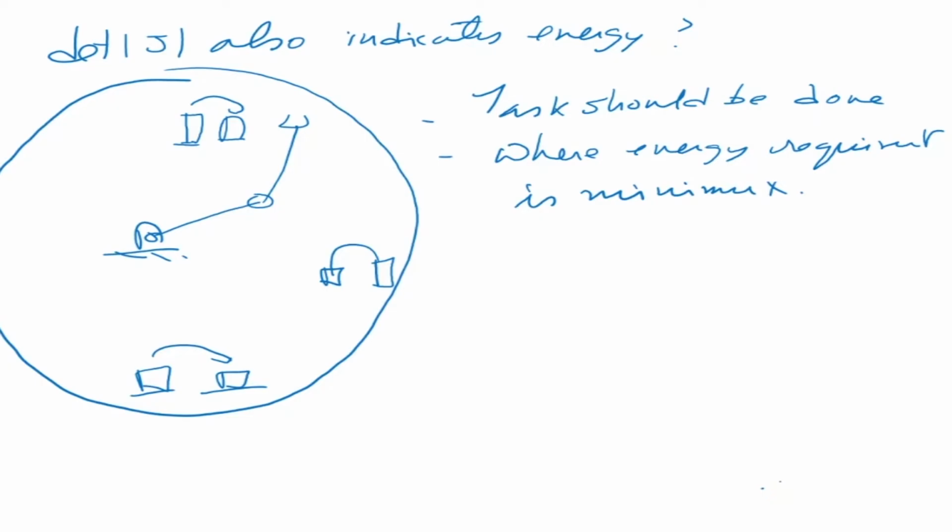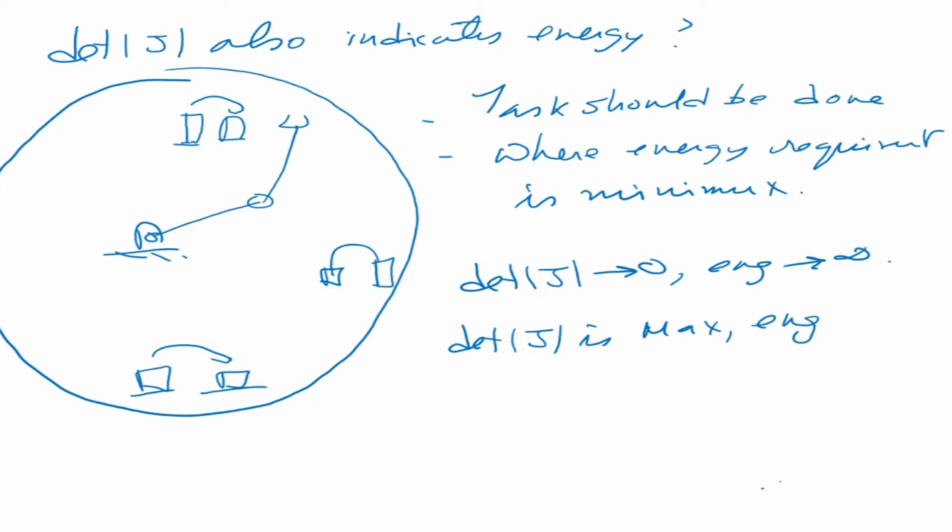Now we saw that if determinant of J goes to 0, then energy goes to infinity. So if determinant of J is maximized, then energy is minimized, and this makes sense. If determinant of J becomes equal to 0, energy goes to infinity, but if determinant of J is maximized, then energy is minimized. Now we know that determinant of J is equal to L1 L2 sine theta 2, and it does not depend on theta 1 again.